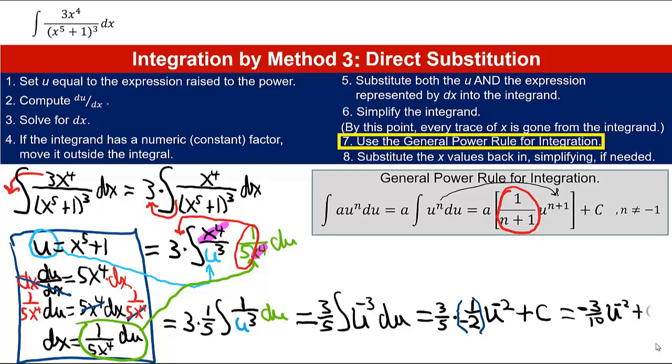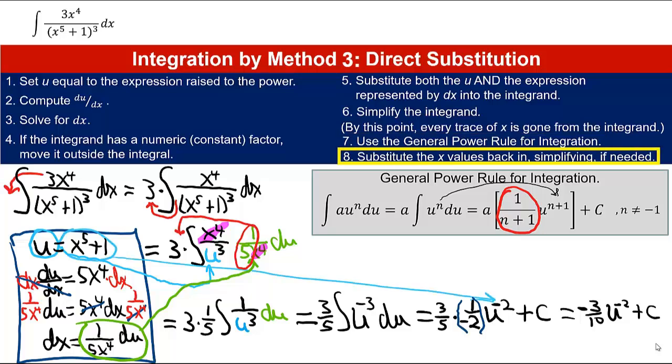We can clean up some of the arithmetic. Multiplying those two fractions, top times top, bottom times bottom, a positive times a negative will end up being a negative value. So it's going to be negative 3/10 times that u to the minus 2 plus c. And at the end, you're just going to substitute the x values back in because we put the u in. The u was not in the original problem. u is equal to x to the 5th plus 1. So we put the x to the 5th plus 1 back in place of u, and we're done.